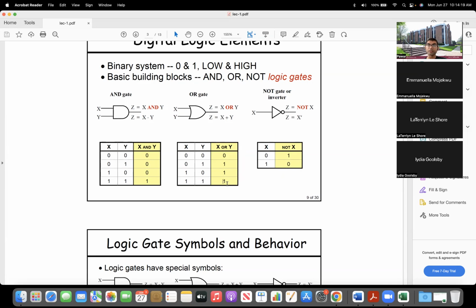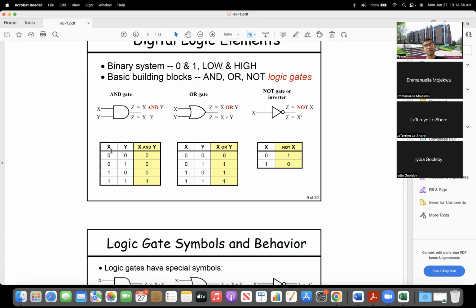Okay, do you have any questions? Do you understand what I'm explaining here? Yes, sir, I understand. Understand? Yeah. Emanuela, do you understand? Are you there? Emanuela, do you understand these truth tables? Yeah, I'm here.